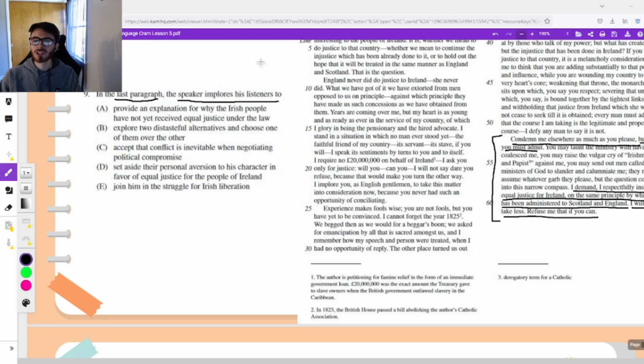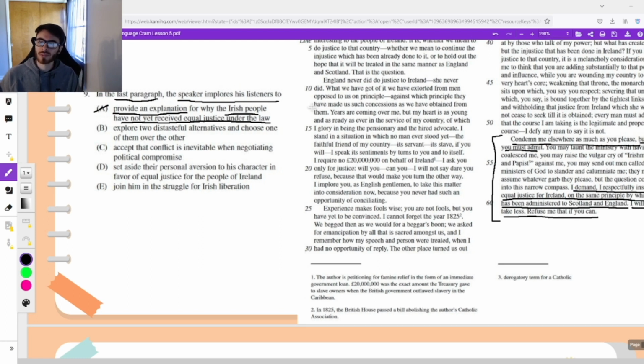Okay. So A, he implores his listeners to provide an explanation for why the Irish people have not yet received equal justice under the law. So the part about Irish people not yet receiving equal justice under the law does match the evidence that we found, right? Because he's asking for equal justice for them. But nowhere in here does he ask his listeners to provide an explanation. He's not asking for an explanation. He's asking for change, right? So I don't think that A can be the correct answer here. This is an example of a partially right answer choice, right? The second part, yeah, that matches, but the first part does not. Therefore, the entire answer choice is incorrect.